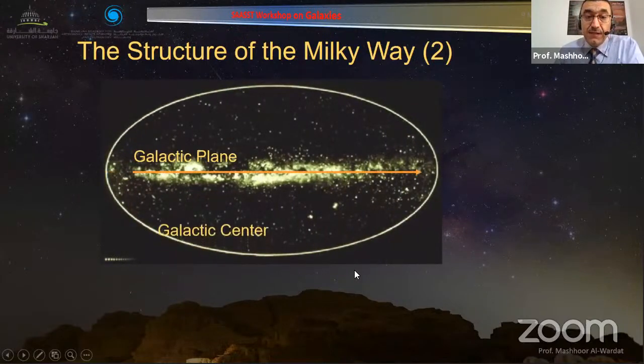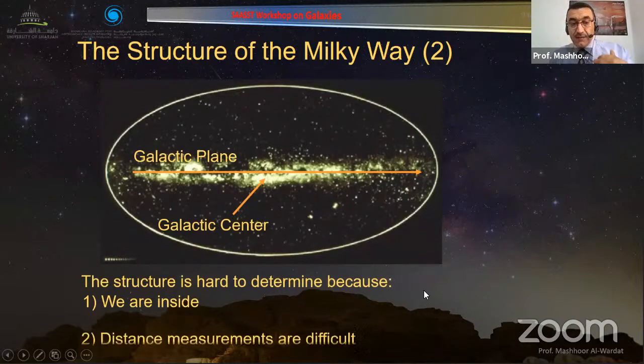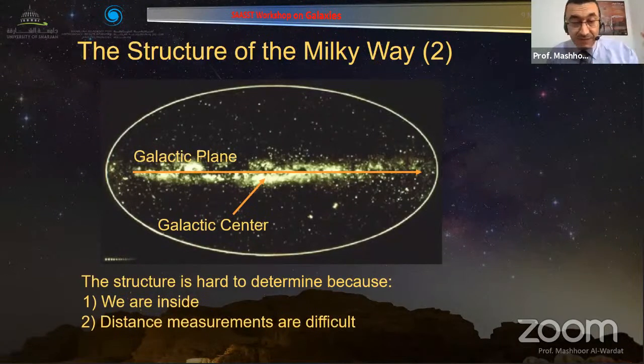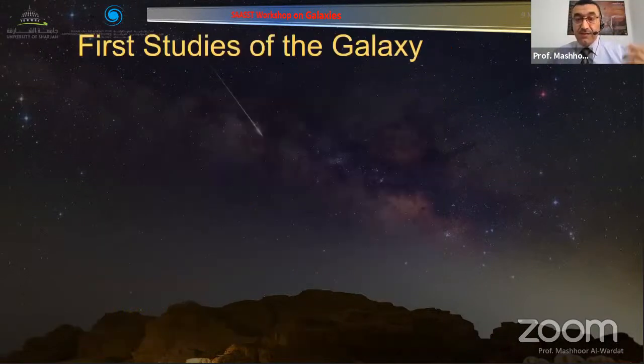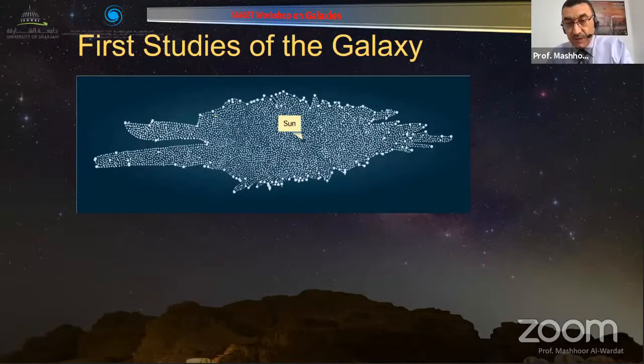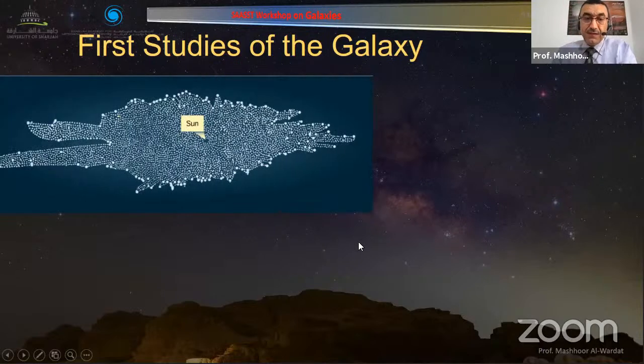So this is the galactic plane, the galactic center, and the structure is hard to determine because we are inside. Distance measurements are difficult. Also, our view towards the galaxy is obscured by the gas and the dust. So we don't see what's behind the gas. This is, by the way, let's go back. This is the gas here in this picture. You can see it, and the dust.